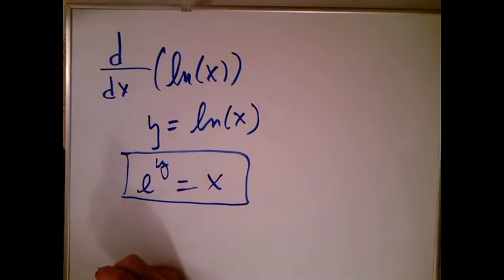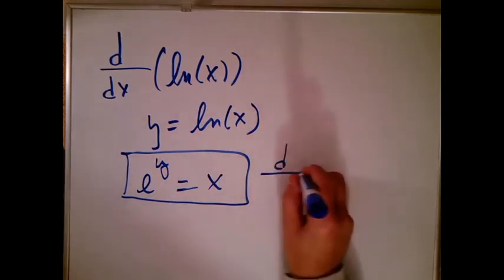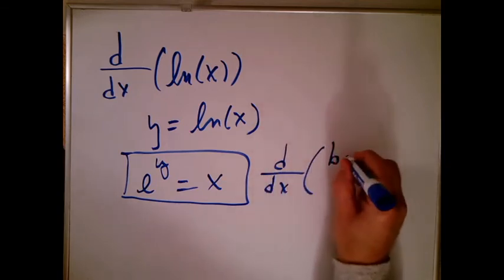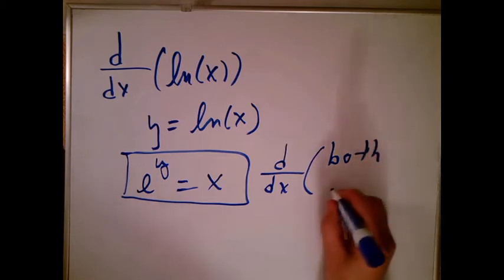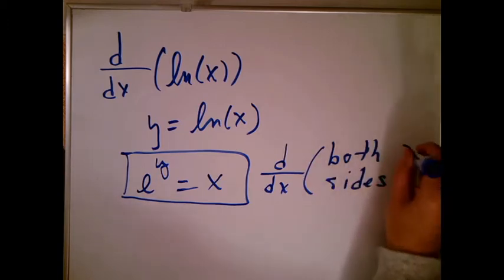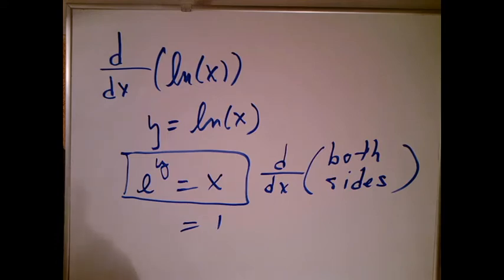Now remember, the goal at this point is to find y prime. Well, what I'm going to do is take the derivative with respect to x of both sides. They're both functions. Their derivative would be the same. The easy side is the right-hand side. That's just 1. Not a big deal. How am I supposed to take the derivative of the left-hand side? Ready? That's e to the blob. The blob is ln of x, but I'm not going to worry about that at the moment.